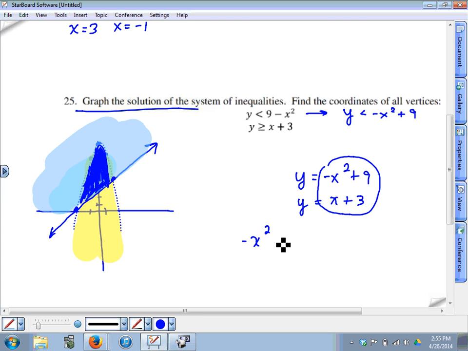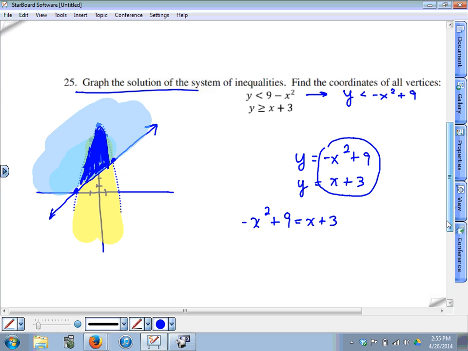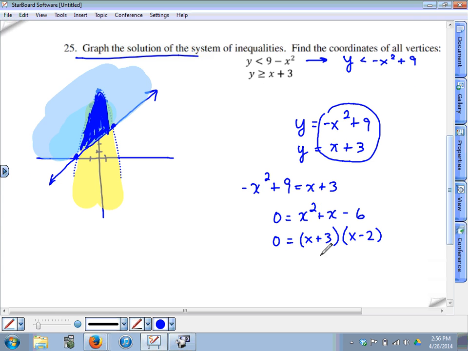So the equation can then be written as negative x squared plus 9 equals x plus 3. If we get one side equal to 0, we're going to have 0 equals x squared plus x minus 6. If we factor that, it's going to be x plus 3 and x minus 2, which means that x equals negative 3 and x equals positive 2.